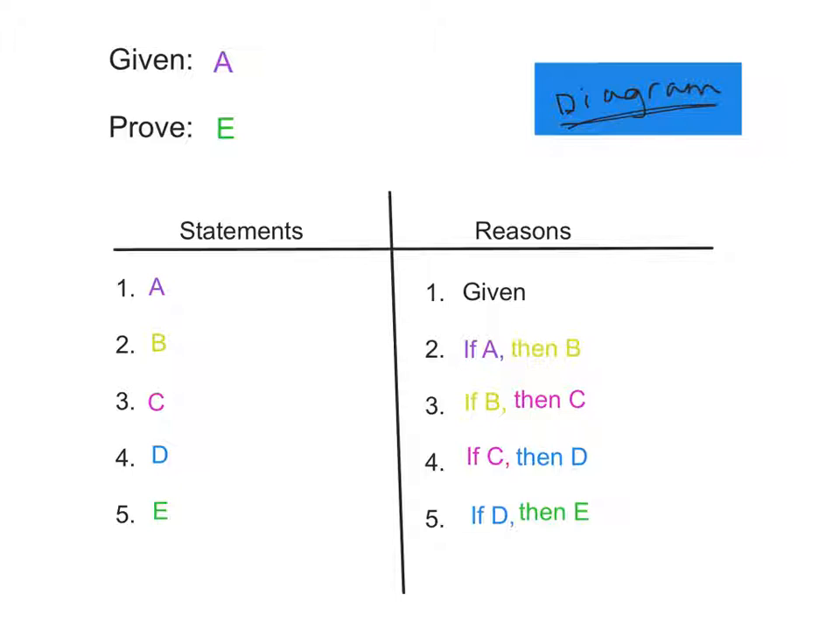So look at the flow here. If A, then B. If B, then C. If C, then D. If D, then E. Do not flip things around and use the converse. Don't say if B, then A. You have to make sure that the order of these statements is the exact order that you want them in. And there you have a proof.